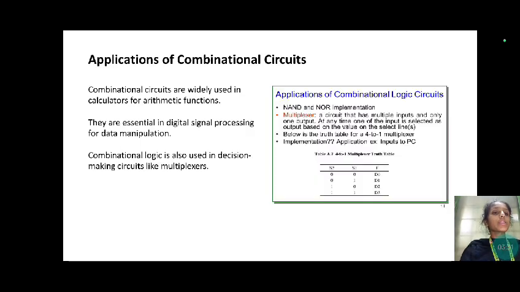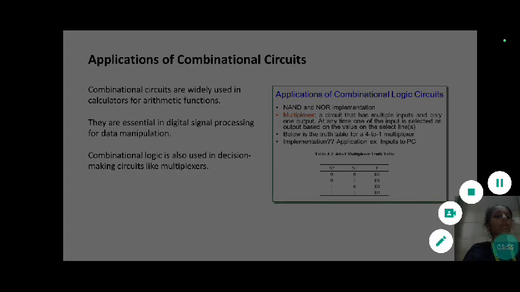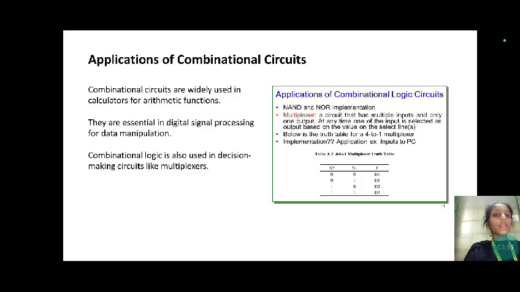Applications of combinational circuits. Combinational circuits are widely used in calculators for arithmetic functions. They are essential in digital signal processing for data manipulation. Combinational logic is also used in decision making circuits like multiplexers. Other applications of combinational logic circuits are NAND and NOR implementations.